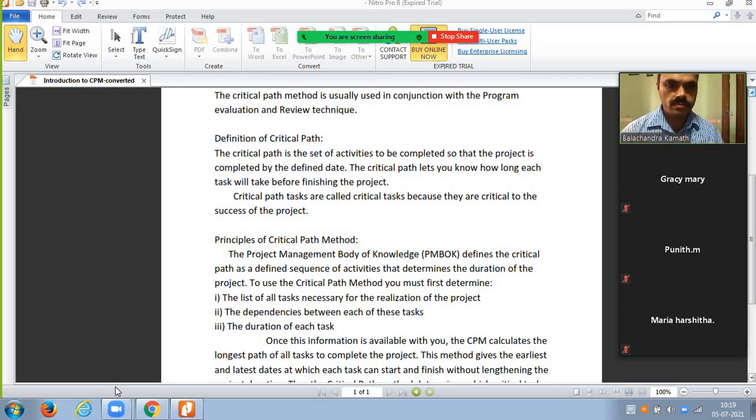Now the Project Management Body of Knowledge, PMBOK, defines the critical path as a defined sequence of activities that determines the duration of the project. So to use the critical path method, you must first determine the list of all tasks necessary for the realization of the project. What do you mean by realization of the project?